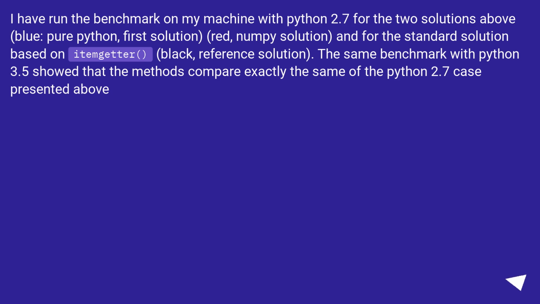I have run the benchmark on my machine with Python 2.7 for the two solutions above: blue, pure Python, first solution; red, NumPy solution, and for the standard solution based on itemgetter, black, reference solution. The same benchmark with Python 3.5 showed that the methods compare exactly the same as in the Python 2.7 case presented above.